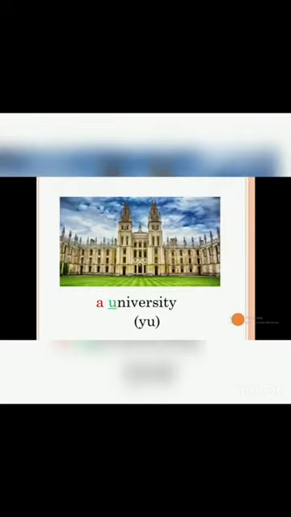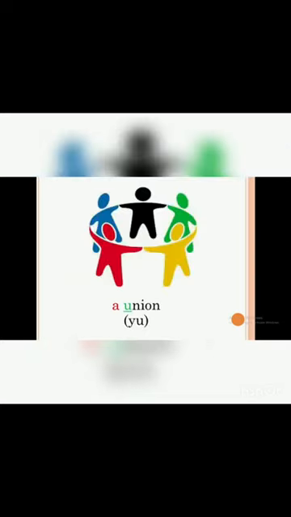Look at the next example. A university. The word university starts with the vowel letter U, but it produces a consonant sound. So we use a before the word university. Next one, a union. The word union starts with the vowel letter U, but it produces a consonant sound. So we have to use a before the word union.